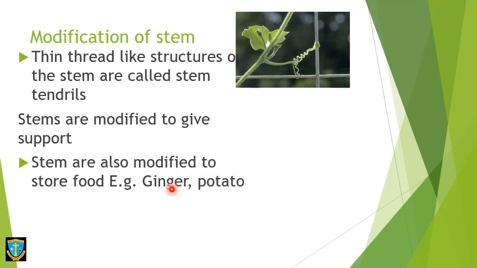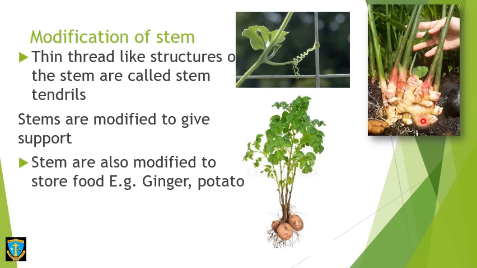Stems may also be modified to store food. Like in the case of ginger and potato, these are some examples of stem vegetables. So the swollen part, the ginger or the potato, is a part of the stem, not the root. The food is stored in these potatoes and ginger, and therefore they are swollen in size. Whereas sweet potato is a root vegetable. But potato is a vegetable that is a part of the stem, not the root.